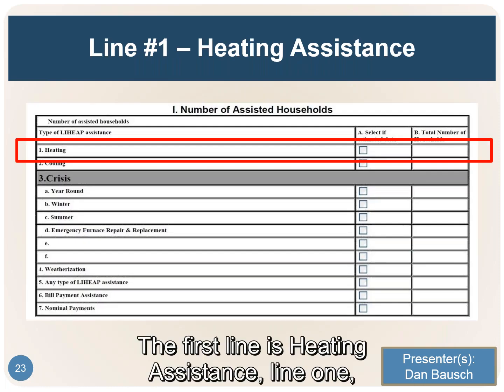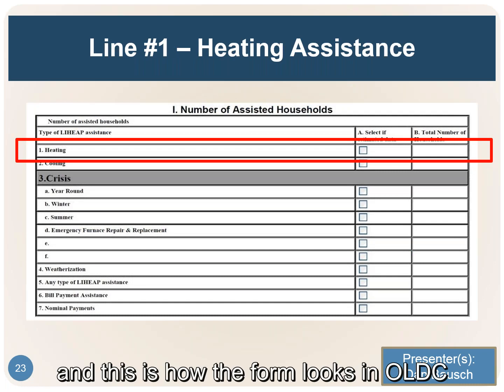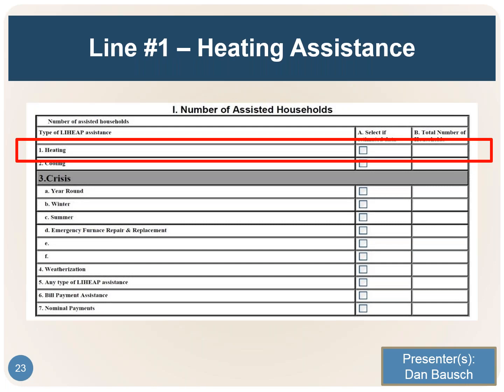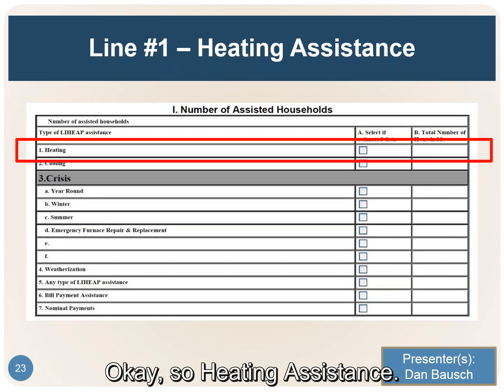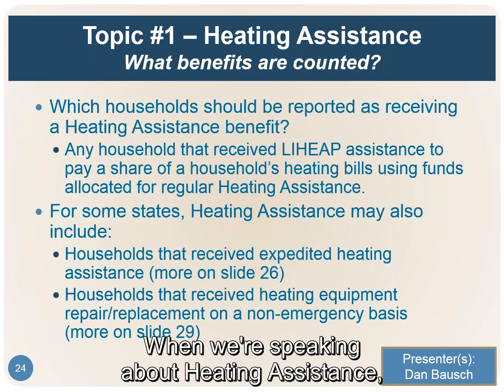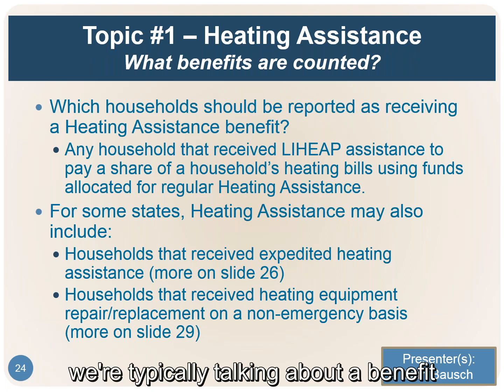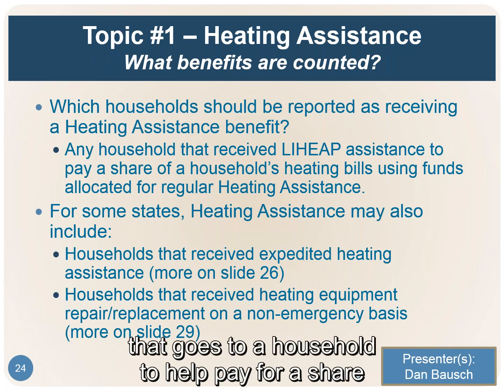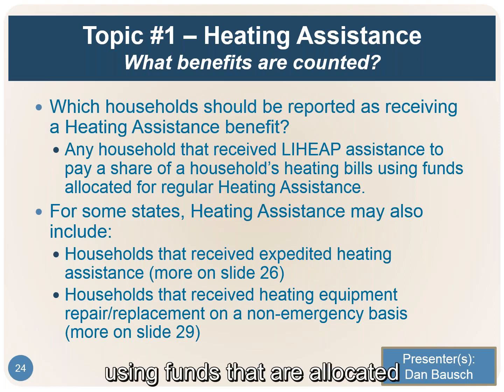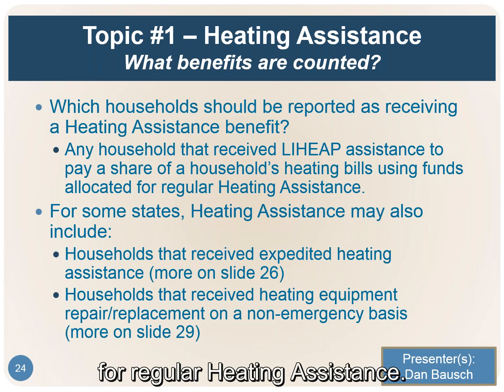So the first line is heating assistance, line 1, and this is how the form looks in OLDC, and you'll see this throughout the webinar. Okay, so heating assistance, what benefits are counted? When we're speaking about heating assistance, we're typically talking about a benefit that goes to a household to help pay for a share of a household's heating expenses using funds that are allocated for regular heating assistance.